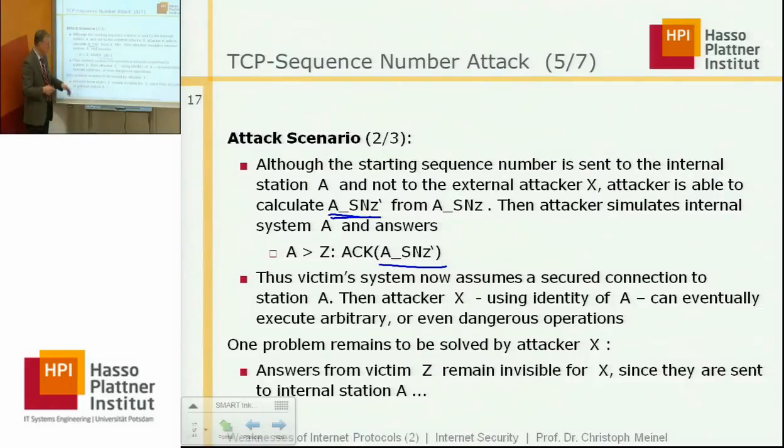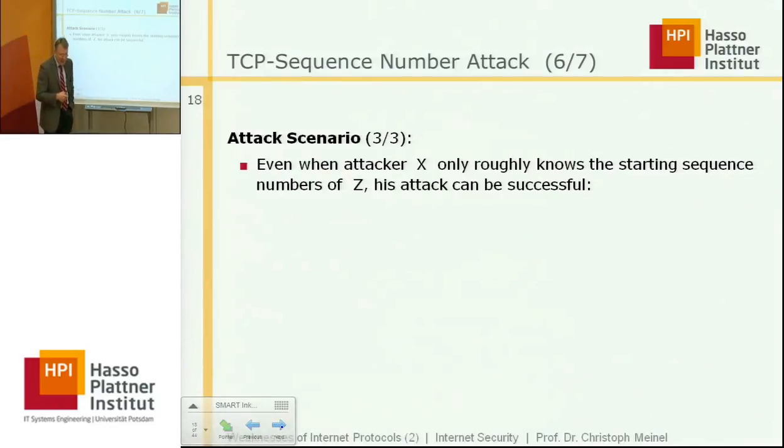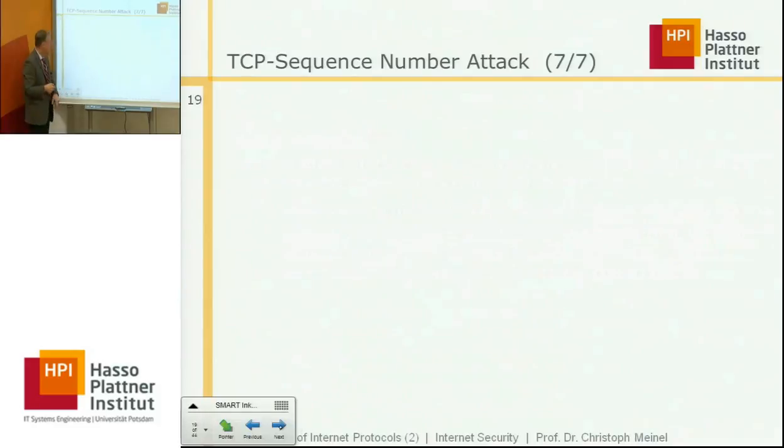But for some purposes, it is not so important to know exactly what is being sent. So even when the attacker only roughly knows the starting sequence number, this is useful. Why? A perfect guess is difficult, but he can make a lot of guesses. When he sends the TCP SYN packet with a spoofed internal IP address from station A, the attacker transmits a series of packets to the victim system with slightly varied guessed sequence numbers. The victim rejects all packets with the wrong sequence number, but he accepts the correct one.